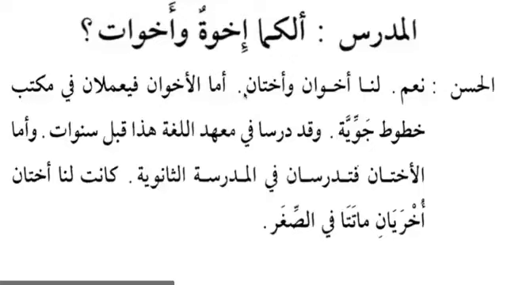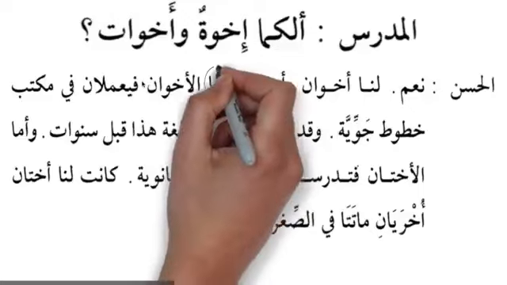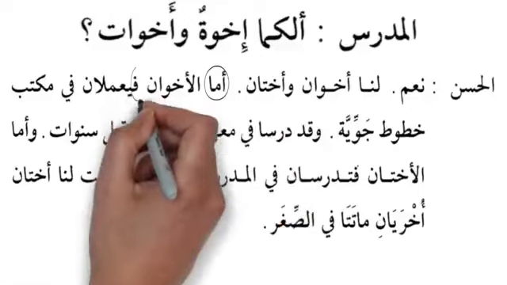Two brothers and two sisters. Lana akhwan wa ukhtan. So now again we have to see amma is coming. Whenever we know from book 1 that whenever amma comes, we're looking for fa. So ammal akhawan, and as for the brothers, fayamalan. Say fa comes here to describe. So whenever amma comes, you have to look for the fa.